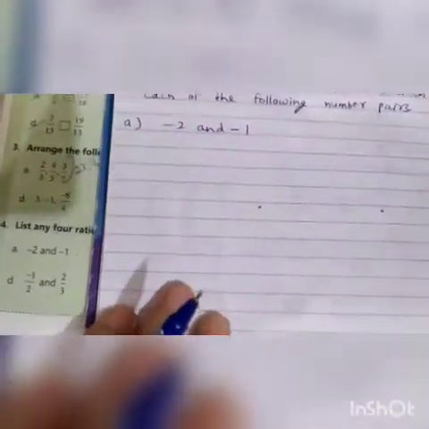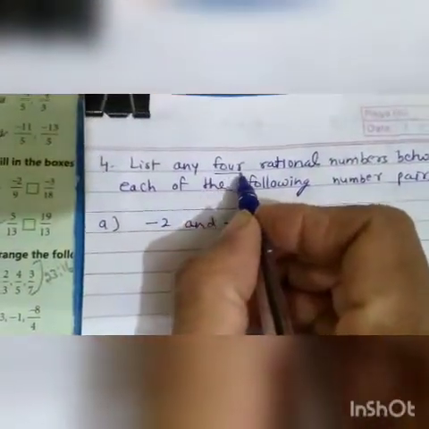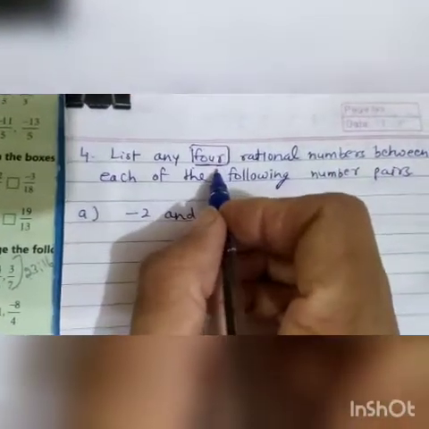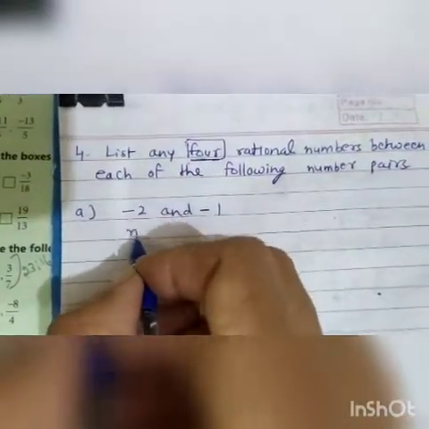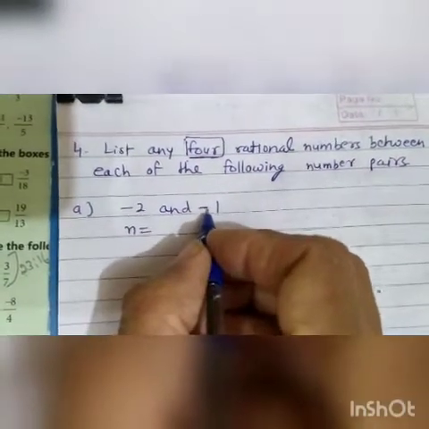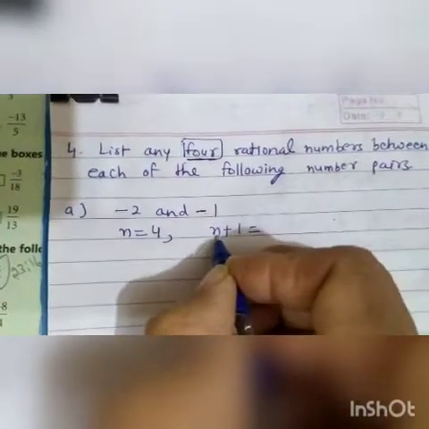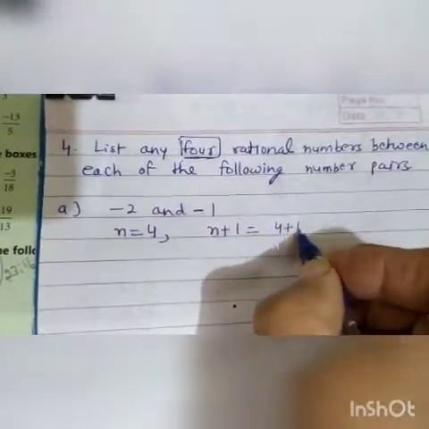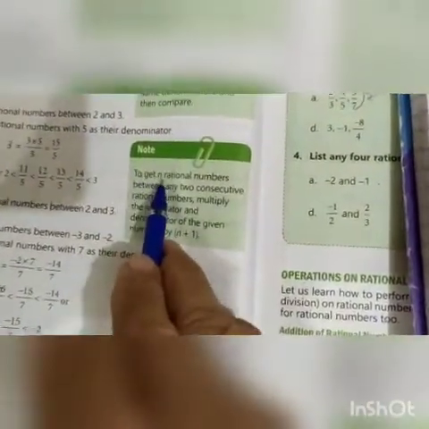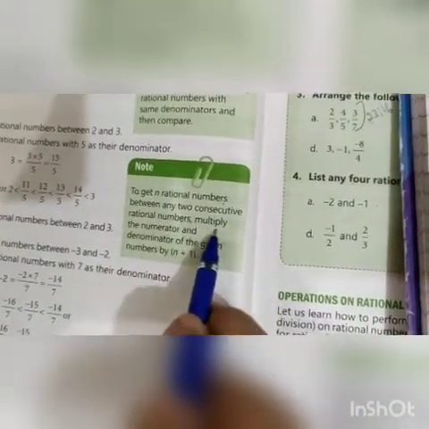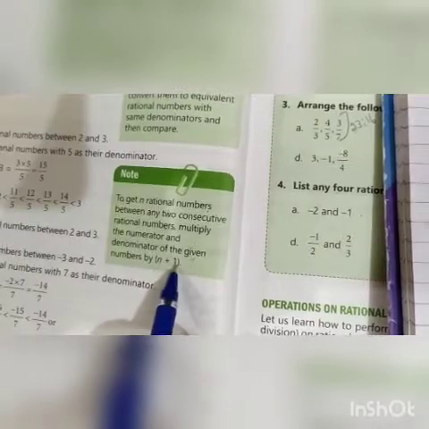So here, student, how will we do it? We have to find 4 rational numbers. We will take this 4 as the value of n. It means we have to find 4 rational numbers between minus 2 and minus 1. So n is equal to 4, and n plus 1 is 4 plus 1, which is equal to 5. And how do we do this? To get n rational numbers between any two consecutive rational numbers, multiply the numerator and denominator of the given numbers by n plus 1.